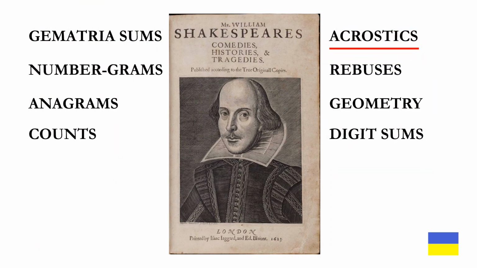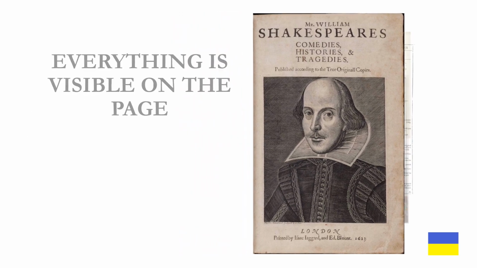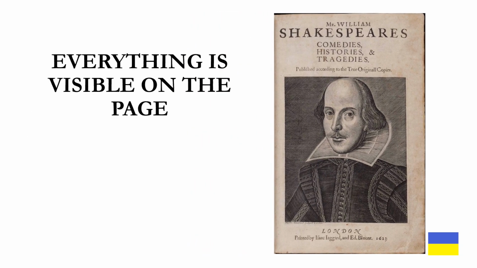Next we have acrostics. Then we have rebuses, geometric puzzles. Finally, we have digit sums. They are the type of puzzles that we've already seen, in which you take a sum and you add their individual digits to get to a proper solution. Everything is visible on the page.